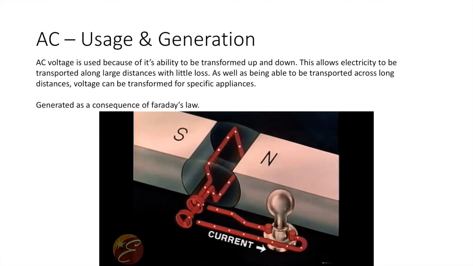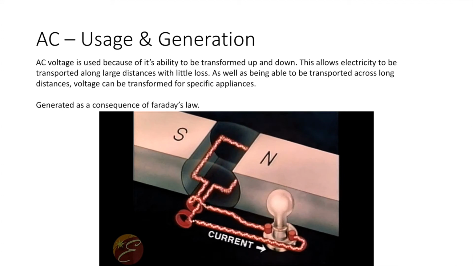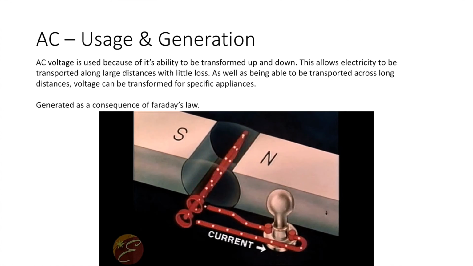AC is generated by a coil moving through a magnet as a consequence of Faraday's law. And as can be seen in the GIF, the current is highest when the coil is parallel to the magnetic field, thus the voltage is highest then too.